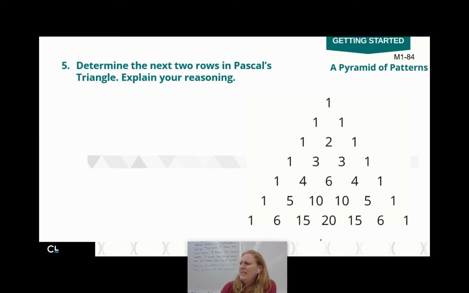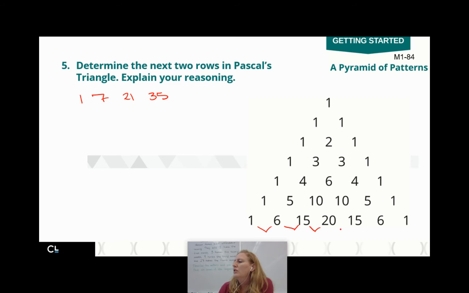So we said the pattern was to add them up. So I'm going to start with a 1, and then I'm going to add these guys. 1 plus 6 is 7, and then I'm going to add these guys. 6 plus 15 is 21. You may want a calculator today, by the way. If I didn't mention that before, I'm sorry. You want a calculator today. Trust me. 15 plus 20 is, of course, 35.